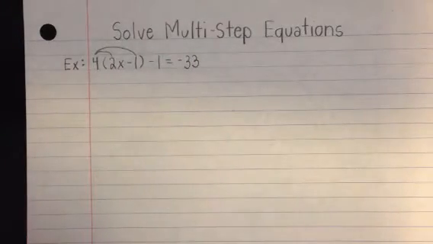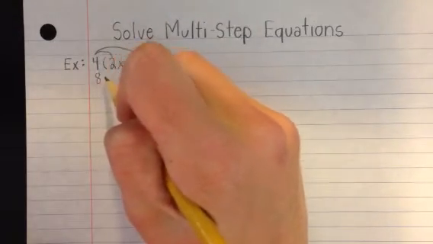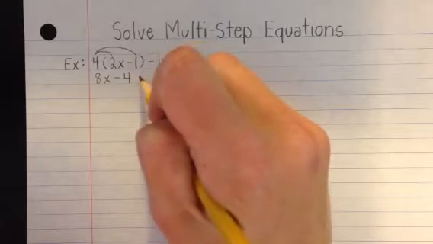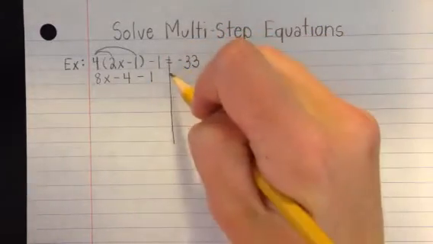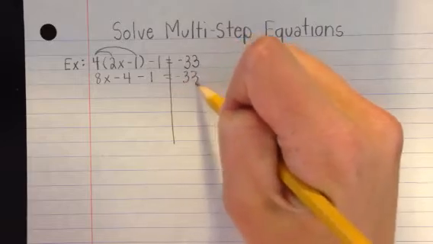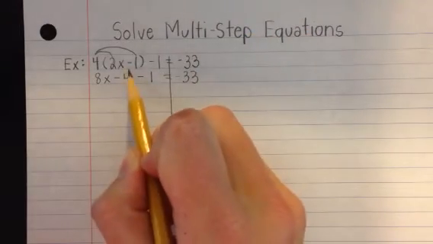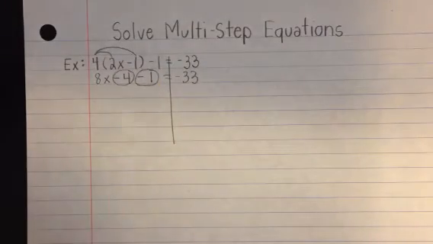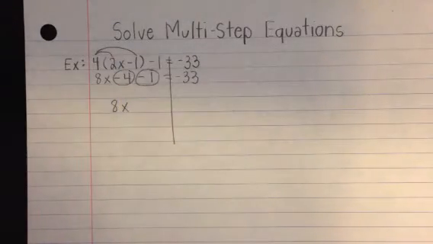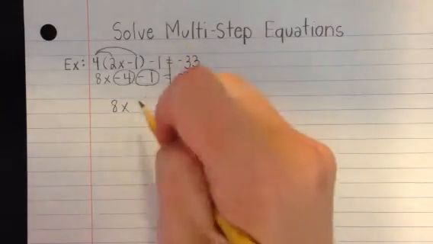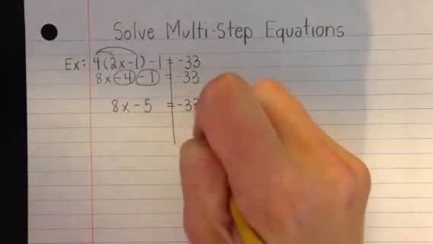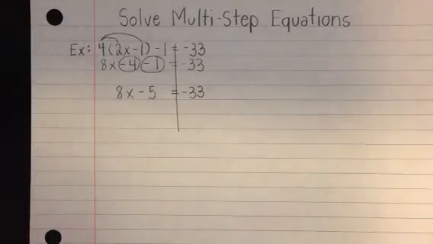So what I'm going to do is distribute that 4 first to give me 8x. 4 times 2x is 8x. 4 times negative 1 is negative 4. And then I have minus 1, draw my line, equals negative 33. So in this case, my like terms are my constants, my numbers. I've got negative 4 and negative 1. So I'm just going to simply drag down my 8x, and negative 4 plus negative 1, or negative 4 minus 1, you can think of it either way, is negative 5. That equals negative 33. And now that it's cleaned up nice and neat, I can start to solve.